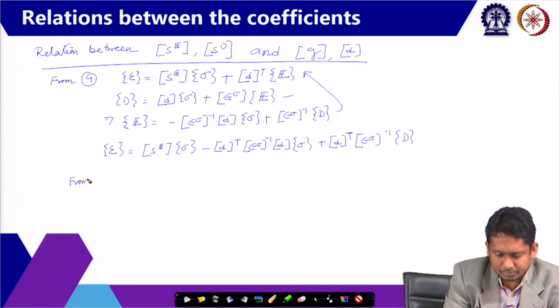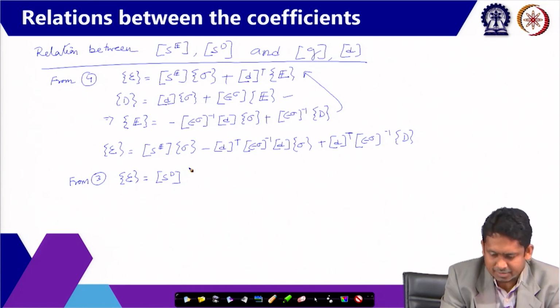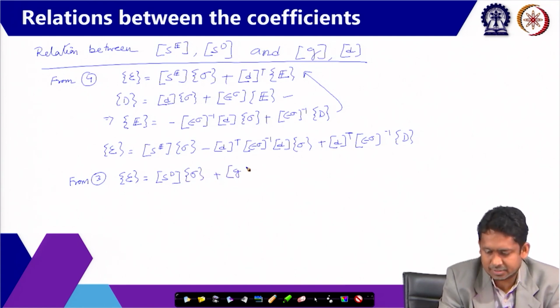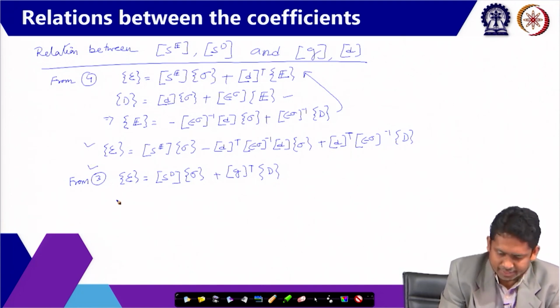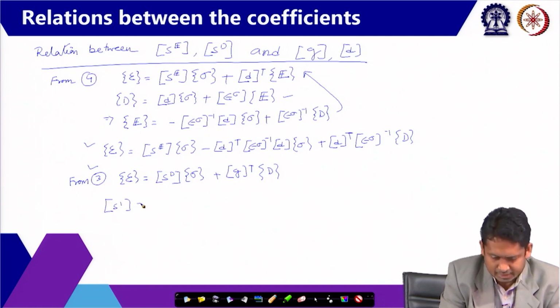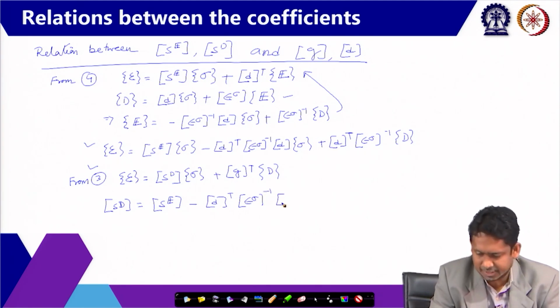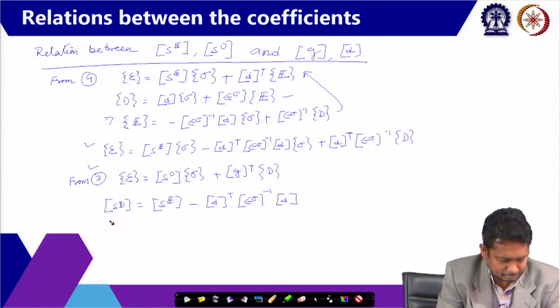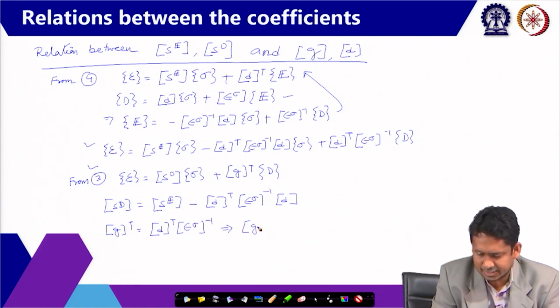Now, from equation 3 we have epsilon equal to S D multiplied by sigma plus g t multiplied by D. Now, if we compare this expression with this expression, we get that S D is equal to S E minus dt multiplied by epsilon sigma inverse multiplied by d, and similarly we have g t is equal to dt multiplied by epsilon sigma inverse, which tells us that g is equal to epsilon sigma inverse multiplied by d.